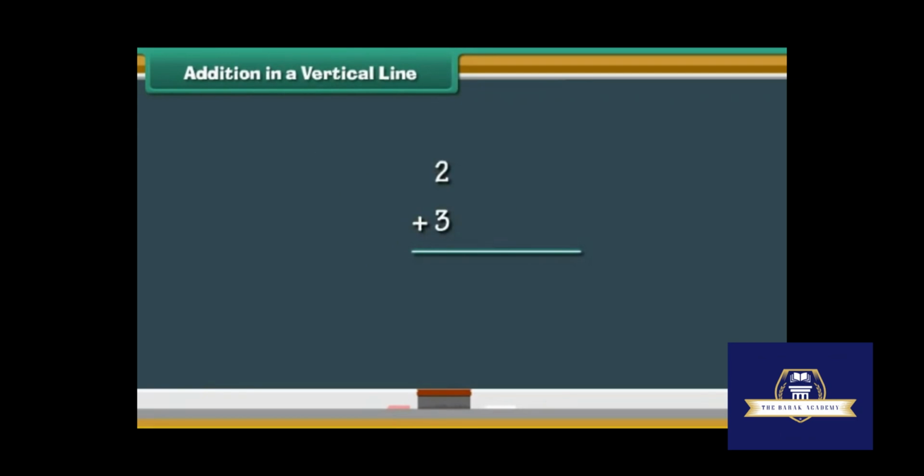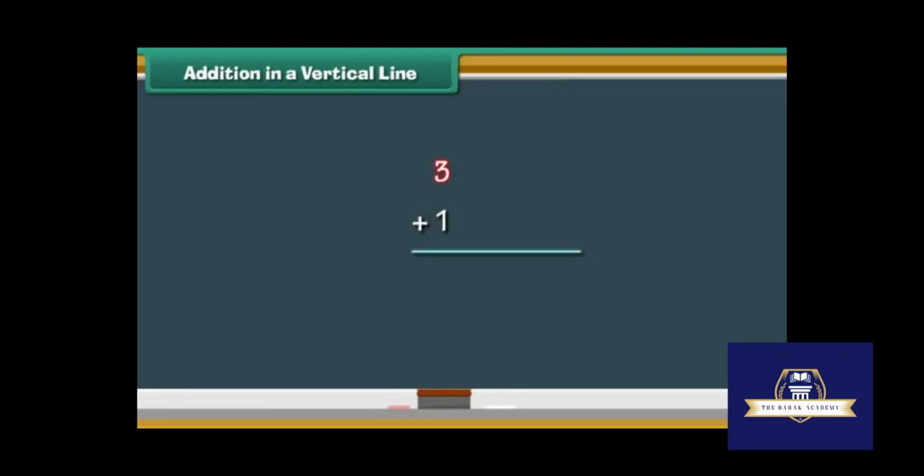Addition in a vertical line. Let us now add numbers vertically. To do that, let us write the numbers one below the other. To add 2 and 3 vertically, write the 2 numbers one below the other. Draw 2 vertical lines next to 2 and 3 vertical lines next to 3. Count the vertical lines. 1, 2, 3, 4, 5. Therefore, 2 plus 3 is 5.